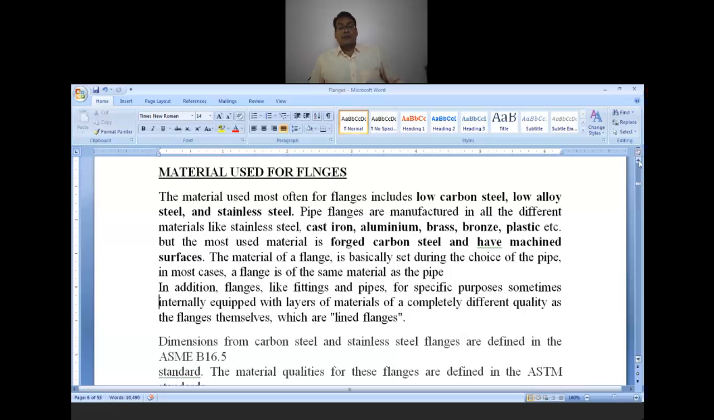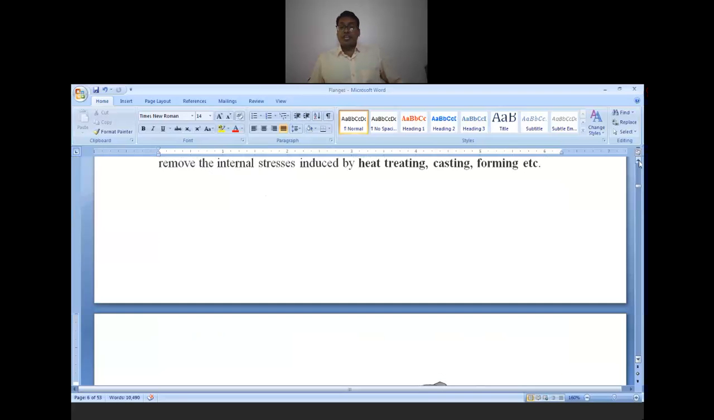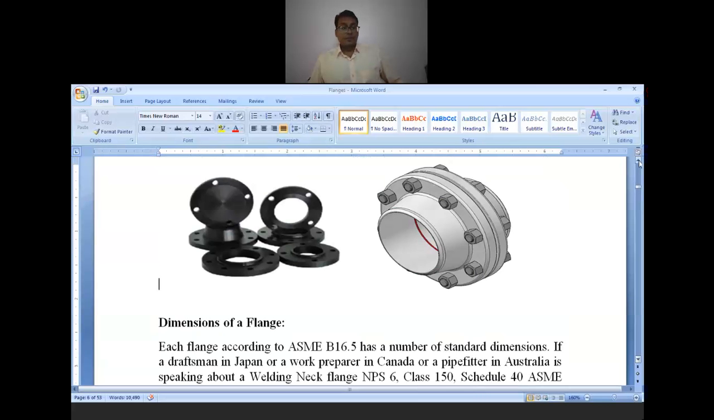Now, how are these flanges fabricated? They can be either forged or machined. Machined means from a simple plate, you give the desired circular shape and drill the holes for the bolting and for the pipe diameter. Then you can have a heat treatment, then sometimes casting and forming are also used for the fabrication of the flanges.